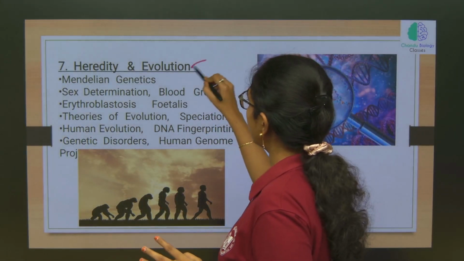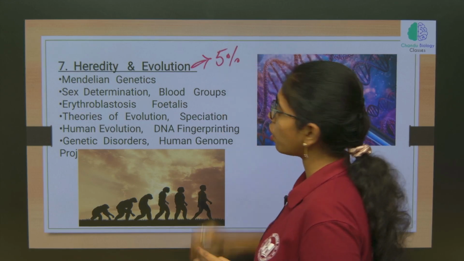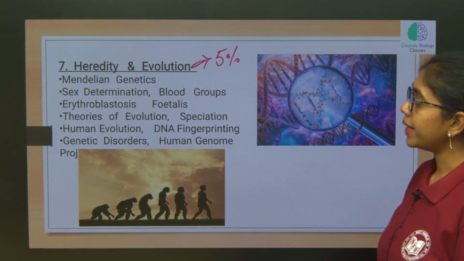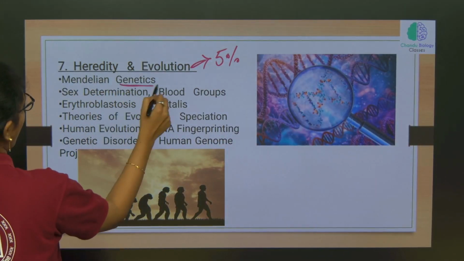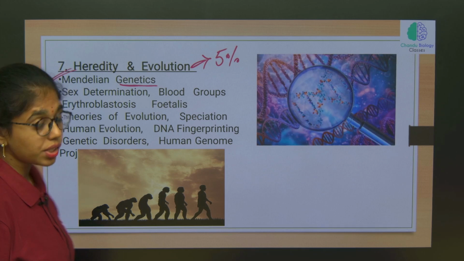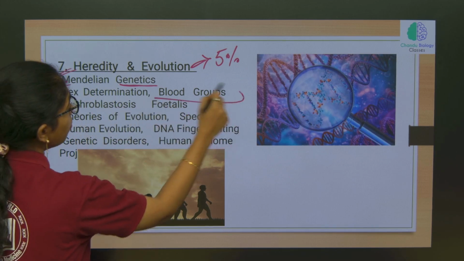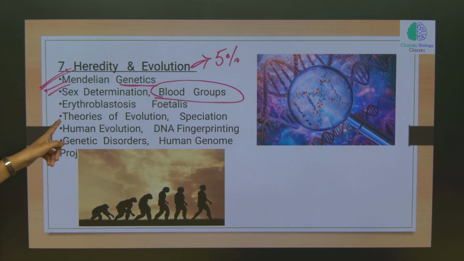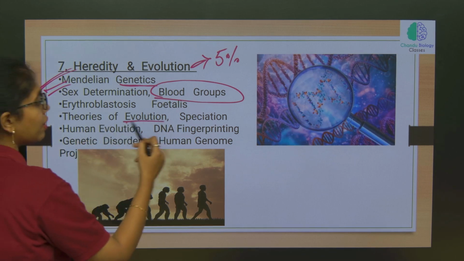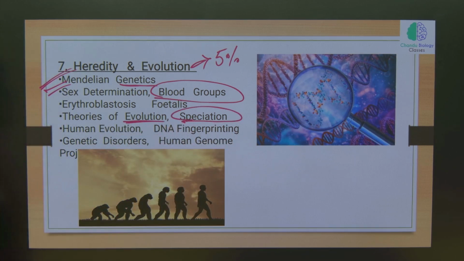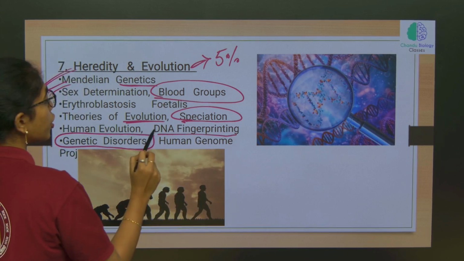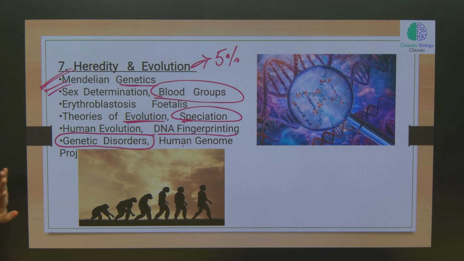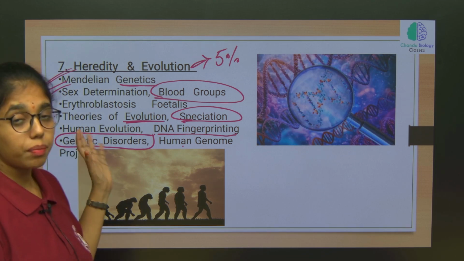Next, heredity and evolution. Easily we can expect 5% of the total questionnaire from heredity and evolution, of which genetics of Mendel, Mendelian genetics and sex determination, blood grouping, erythroblastosis fetalis, theories of evolution, speciation, human evolution, DNA fingerprinting, genetic disorders, human genome project. All these are important. We can't leave even a single segment of this chapter. That much important it is.